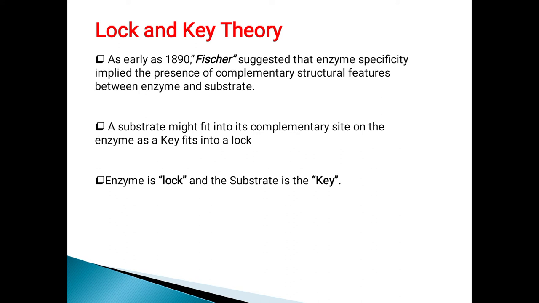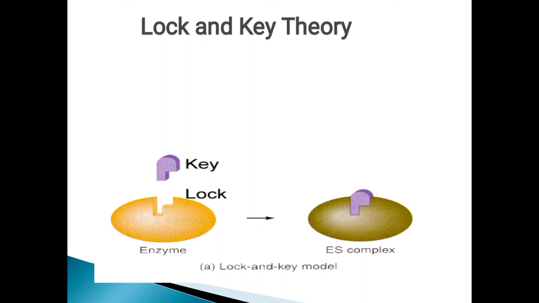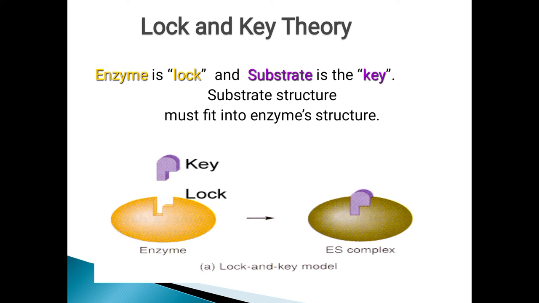So what is the actual lock and key theory? It is shown in this slide. The enzyme is a lock, denoted in orange color, and the substrate is the key, denoted in purple color. The substrate structure must fit into the enzyme structure. This structure is similar to a lock and key. After the key fits into the lock, the enzyme substrate complex is formed. So this structure is called the lock and key model.